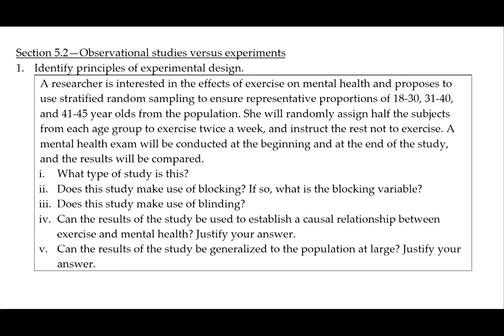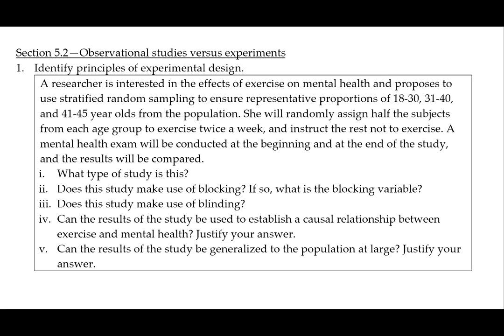The first learning objective in section 5.2, which is actually also the last learning objective in this section, is to identify principles of experimental design. A researcher is interested in the effects of exercise on mental health and proposes to use stratified random sampling to ensure representative proportions of 18 to 30, 31 to 40, and 41 to 45-year-olds from the population.